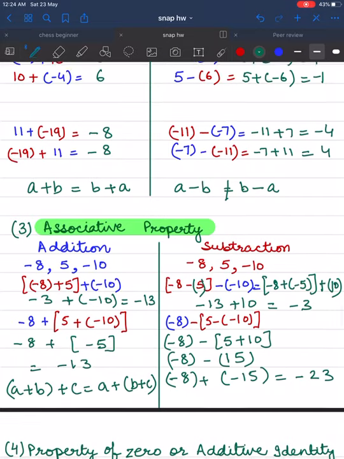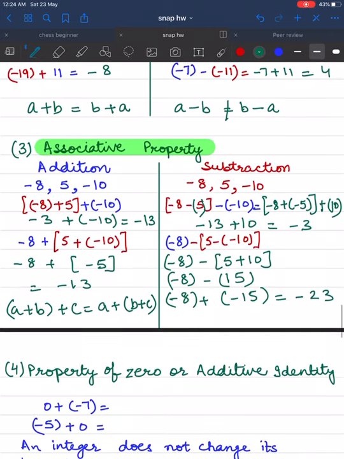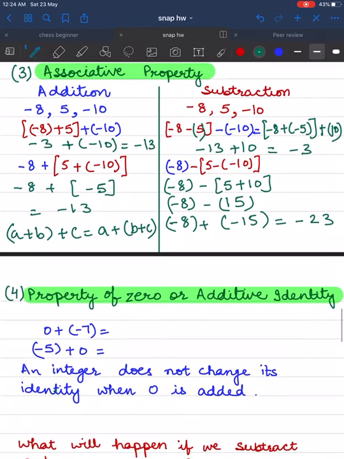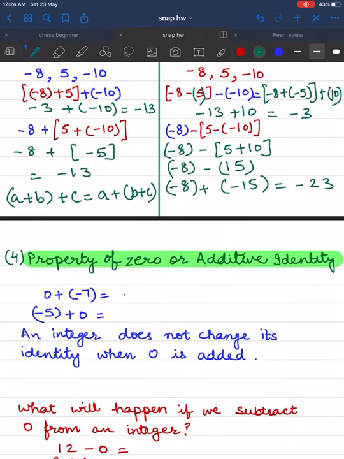Now next, fourth property is property of zero or additive identity. Now when 0 is added to any integer, the identity of the integer does not change. For example, 0 plus minus 7 is minus 7. Minus 5 plus 0 is minus 5. Thus, 0 is called the additive identity.